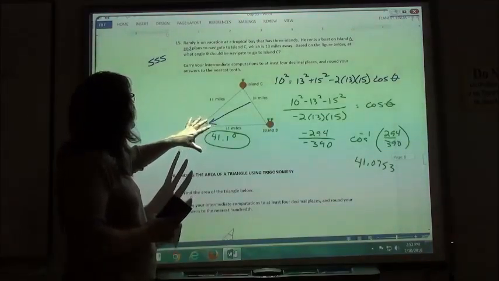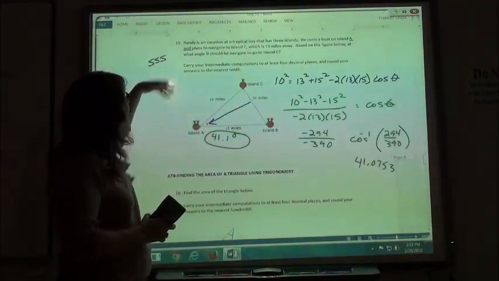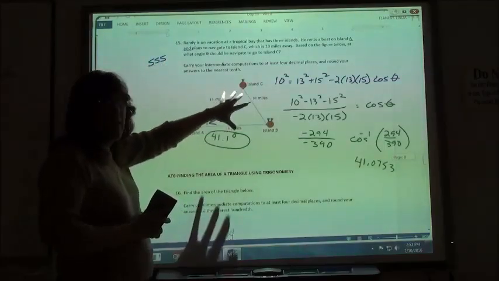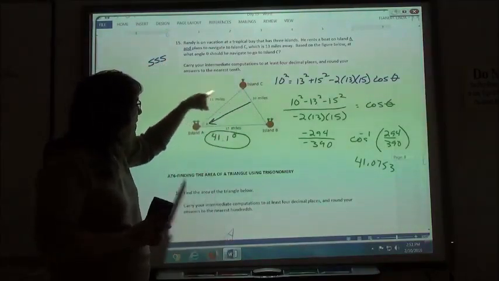Alright, so law of cosines. Either when you have side, angle, side, or side, side, side, we can use the law of cosines to find our missing parts.